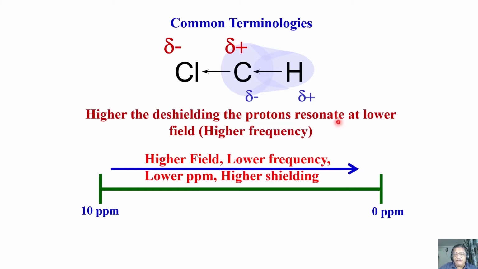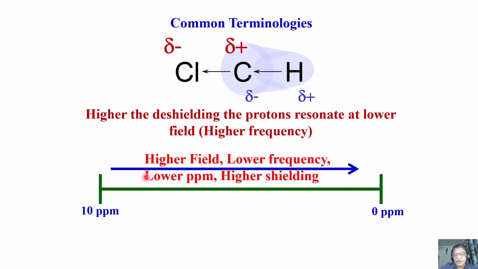For example, I have a peak here. It is, let us say, at 500 hertz in frequency. If I have a peak here, it will be 2500 hertz. From the frequency scale, this side is higher and this side is lower. Higher the field, lower the frequency.